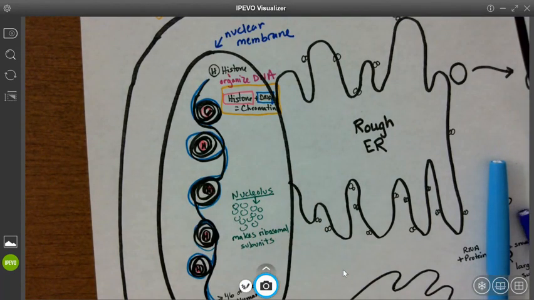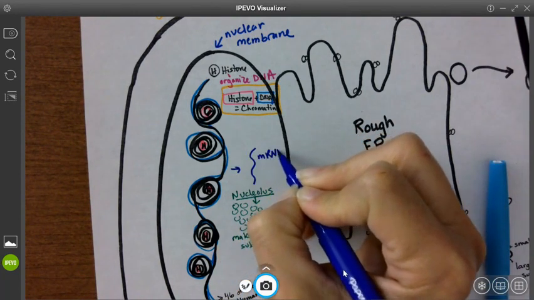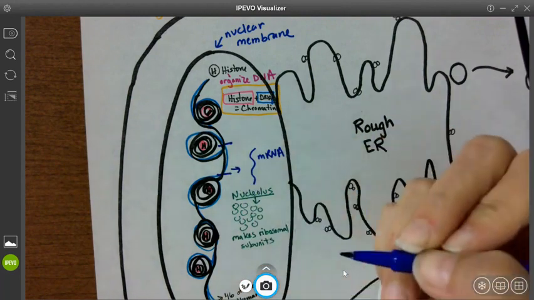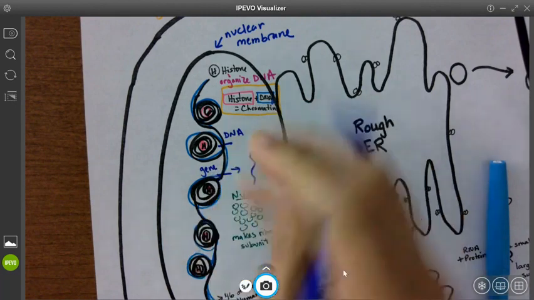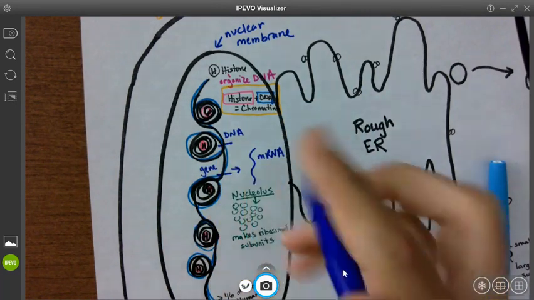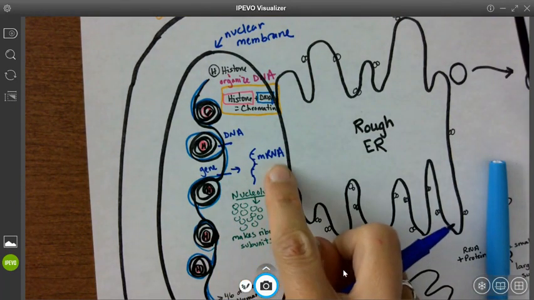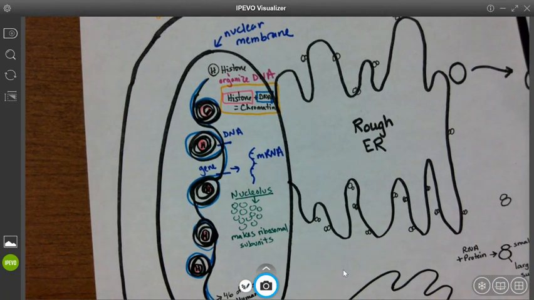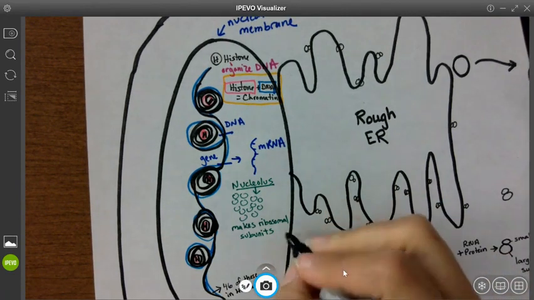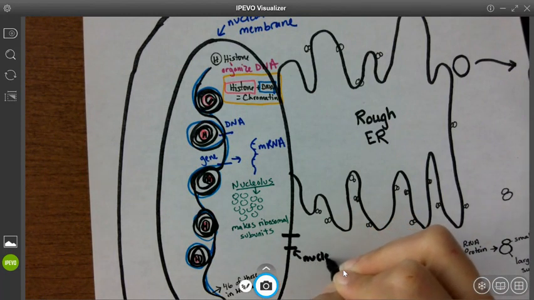The DNA, during the process of transcription, makes mRNA, which is a copy of a specific gene in the DNA. So if this is the DNA, and this is a gene right here, DNA is transcribed into mRNA in the nucleus. Now, both the ribosomes and the mRNA need to exit the nucleus so that they can be used for protein synthesis. And the way they exit the nucleus is through holes in the nuclear membrane, and these holes are called nuclear pores.